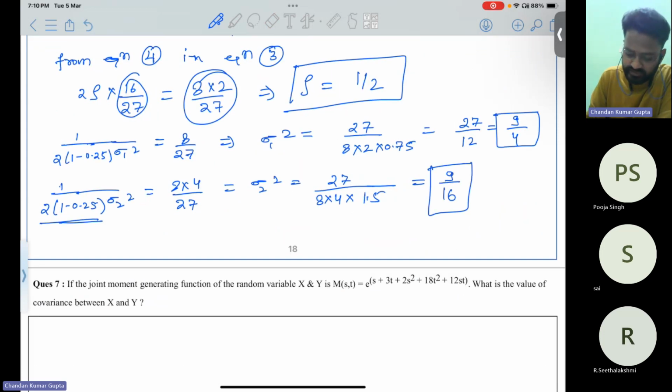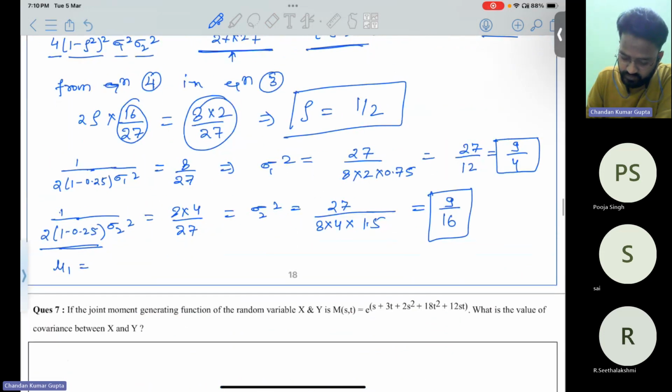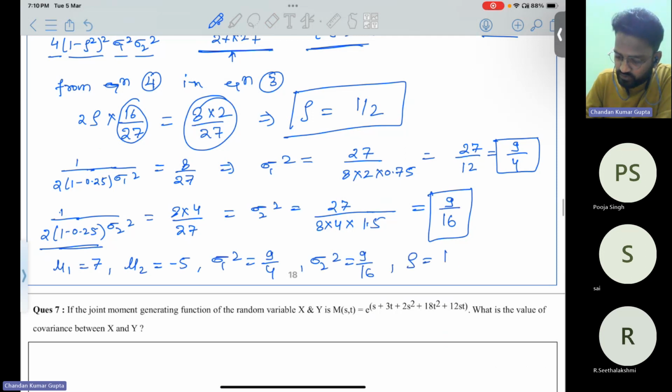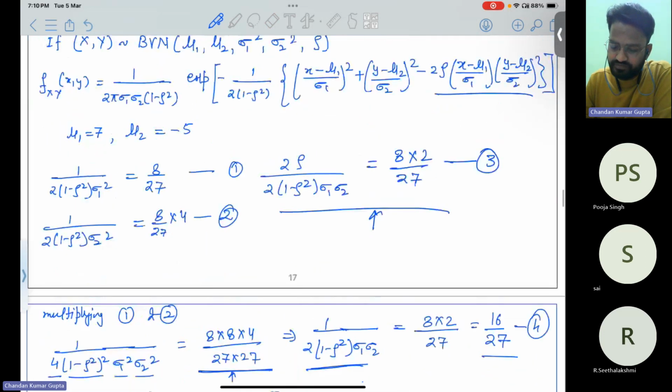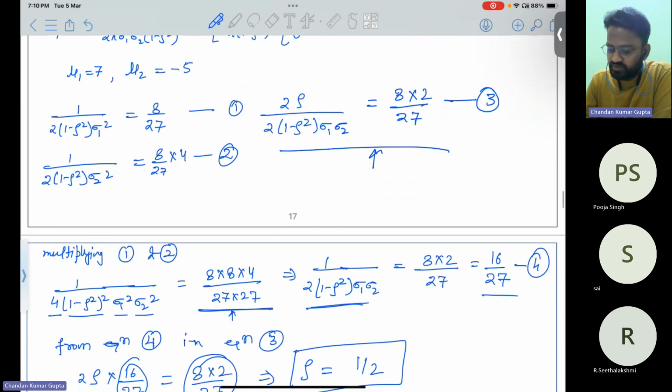So the values are like this: mu1 equal to 7, mu2 equal to -5, sigma 1 square is equal to 9 by 4, sigma 2 square is 9 upon 16, and rho equal to 1 by 2. These are the parameters of the bivariate normal distribution. And also we need to calculate C actually. So C can also be evaluated.